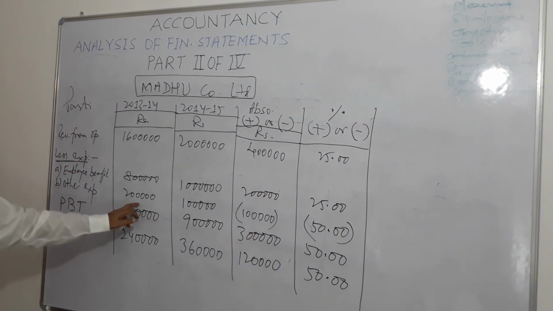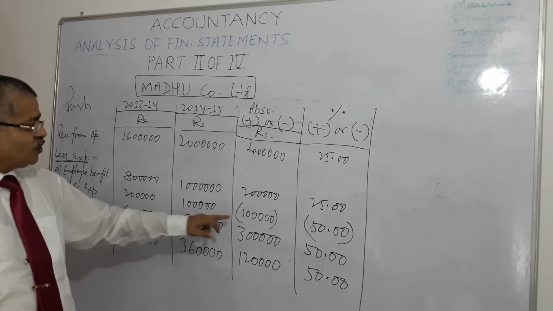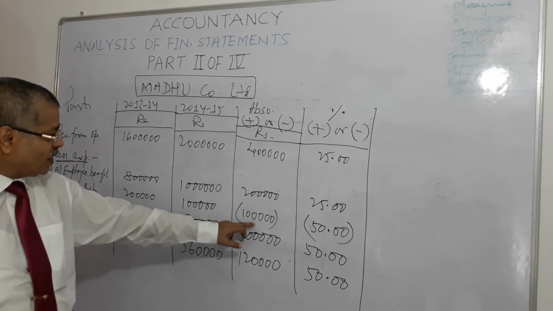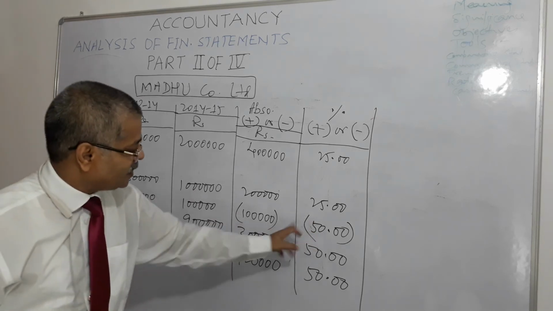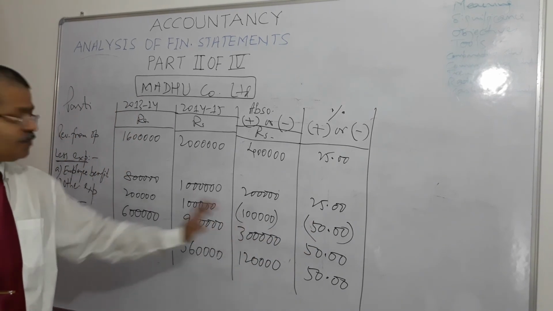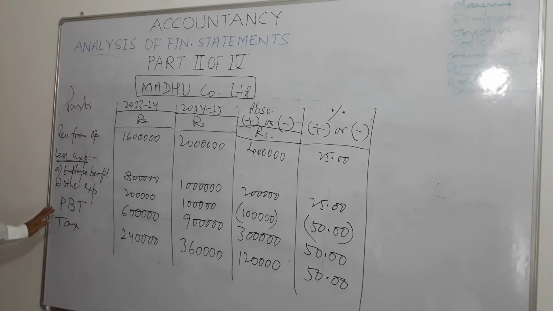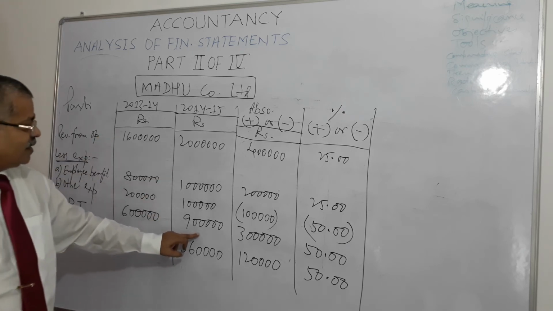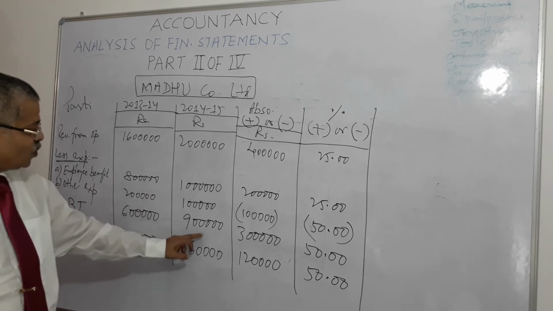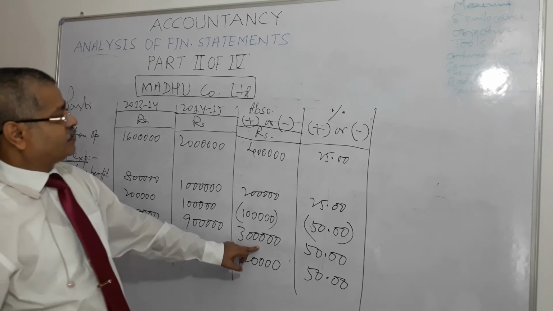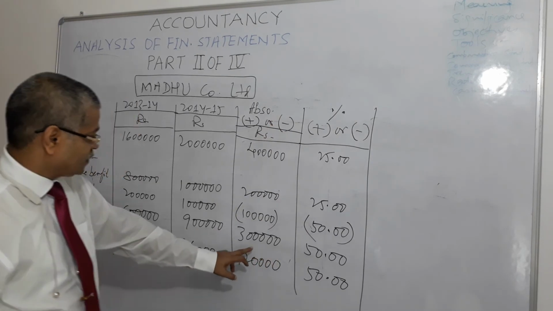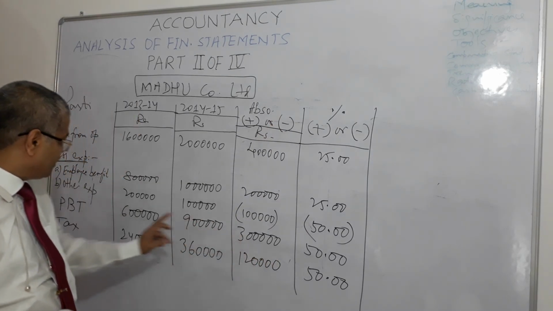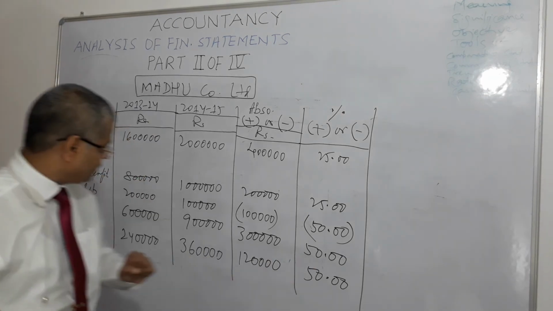Other expenses were 2 lakhs. They became 1 lakh. So absolute decline of 1 lakh. So 1 lakh as a percentage of 2 lakh, 50% negative in bracket, because it had declined from 2 to 1. So profit before tax is revenue minus expenses. 16 lakhs minus 10 lakhs is 6 lakhs. 20 lakhs minus 11 lakhs is 9 lakhs. So from 6 it has gone to 9, absolute increase of 3 lakhs, right? Percentage increase or decrease, 3 lakhs divided by 6 lakhs is 50%.